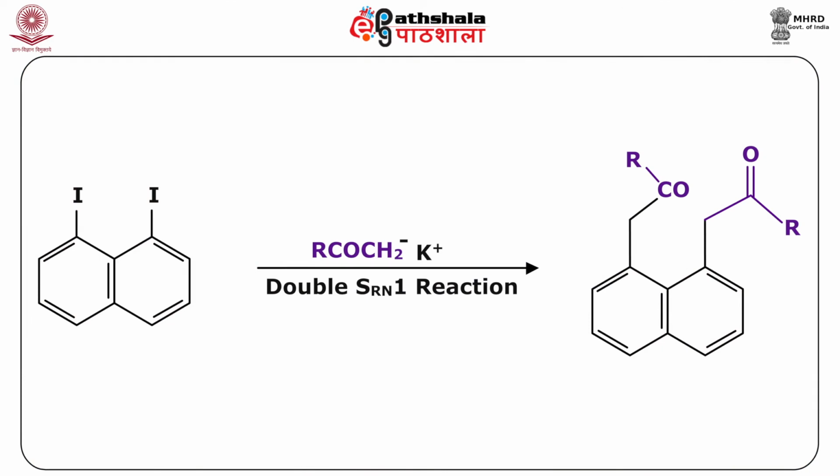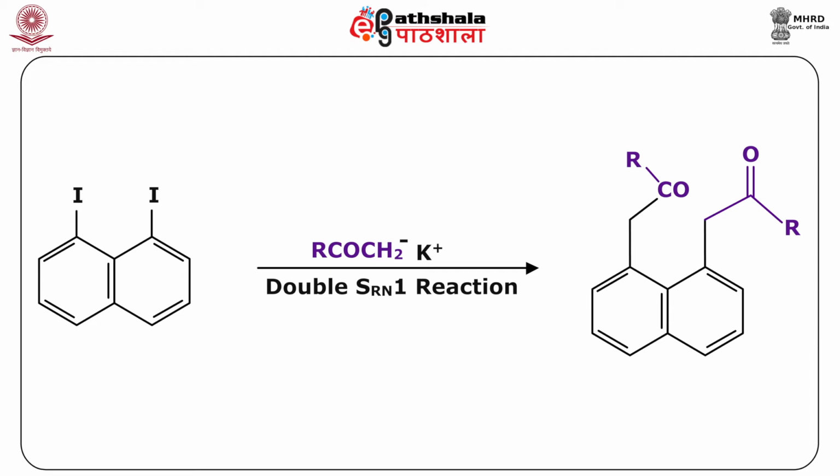Now you can see here clearly it is shown, goes very well by a variety of nucleophiles including ketone enolates, aromatic thiolates and dialkyl phosphides. Now you can see here double SRN1 reaction takes place because there are 2 leaving groups, 2 iodo groups. So obviously the double SRN1 reaction will take place and both will get substituted by this particular group.